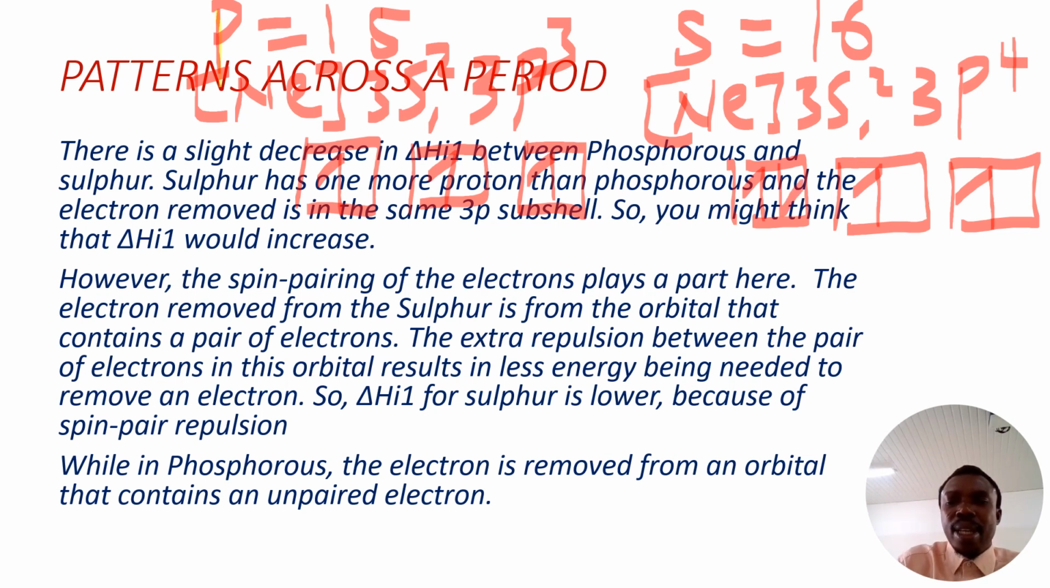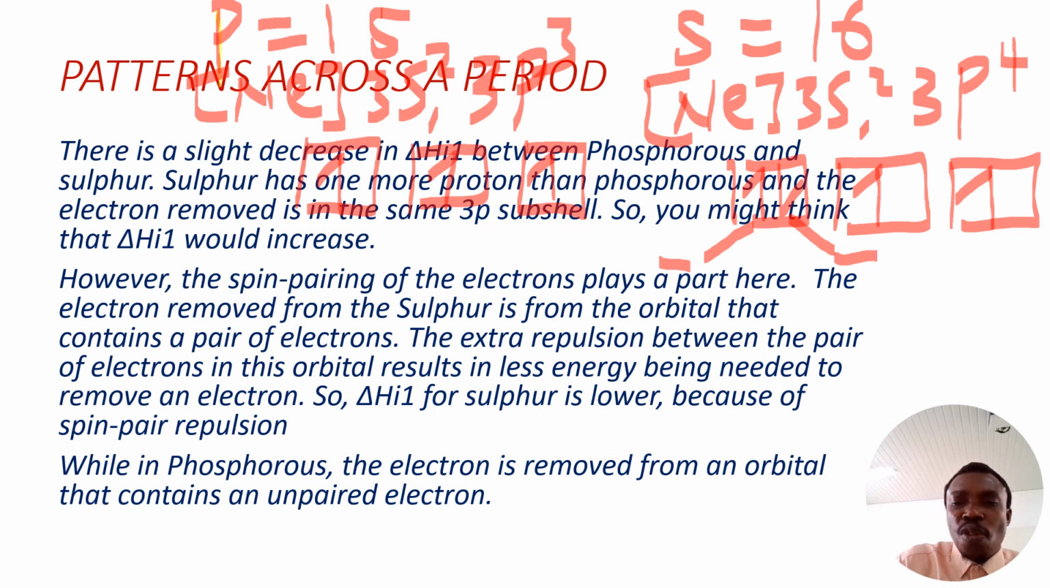So you can see the first ionization energy of sulfur. An electron is negatively charged. In sulfur, the first electron is removed from a paired orbital, where repulsion has taken place. Both electrons in the orbital are negatively charged, so they repel each other already. So less energy is needed to remove the electron. That is why the first ionization energy of sulfur is lower than that of phosphorus.